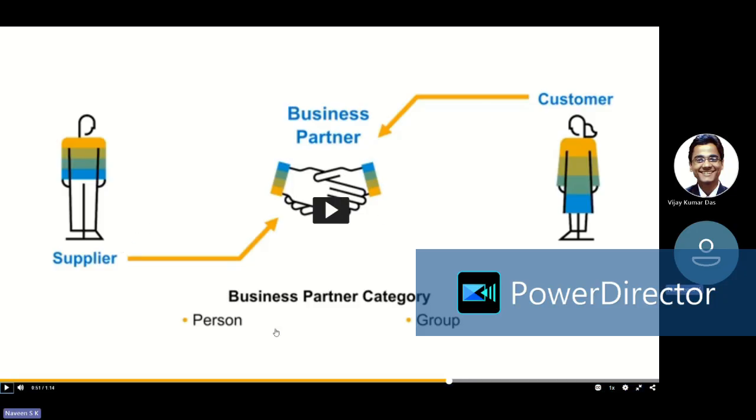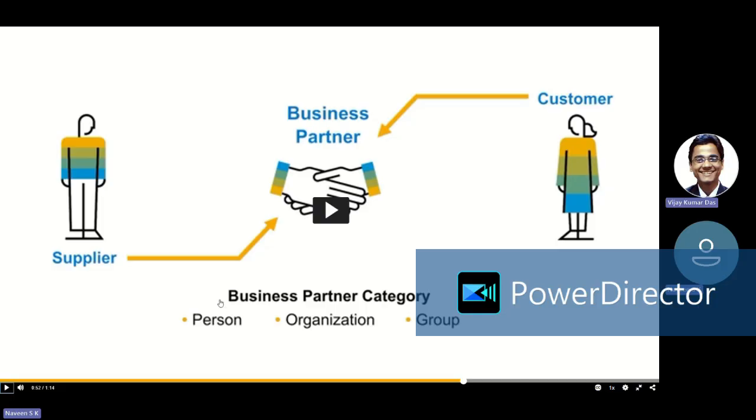In that case, we have three options for business partner category that we need to select while creating. Person means an individual person. Consider I may create myself as one business partner. Organization may be a vendor or any company. And group means we can group persons and create one business partner.